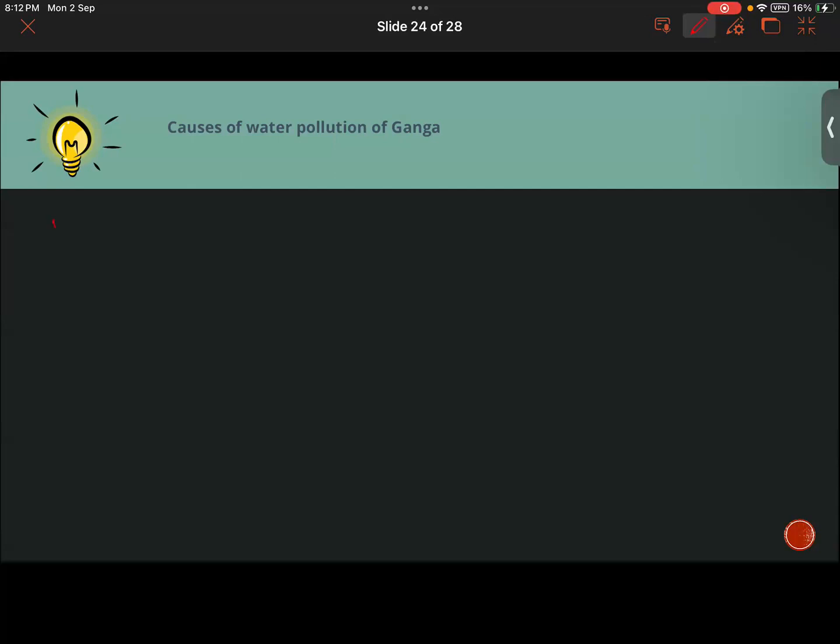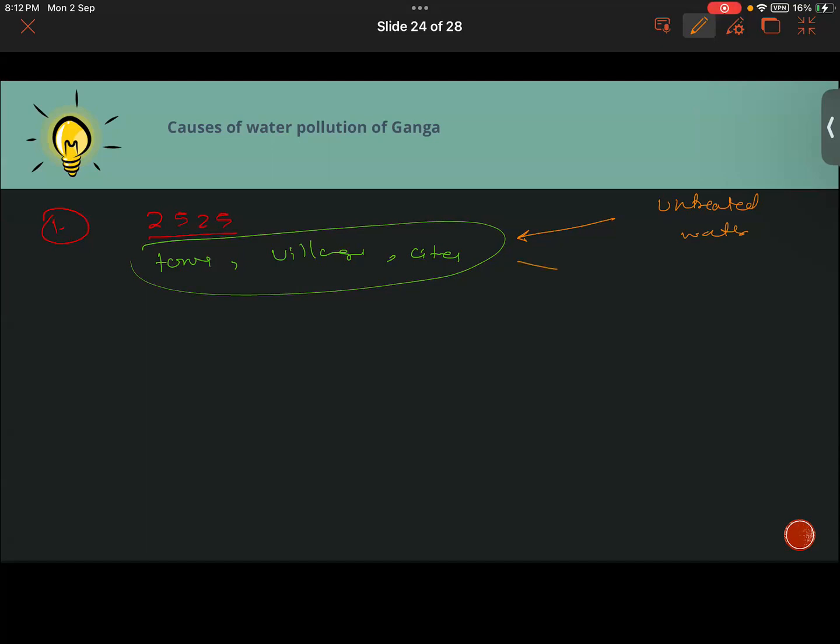As we learned, it is the longest river, and as it passes through so many towns, villages, and cities, all of these will be dumping untreated sewage water into the river Ganga. So many garbages are dumped in it, so many dead bodies are dumped in it, and so many other harmful chemical wastes are dumped in it without being treated. All of this will be polluting it.